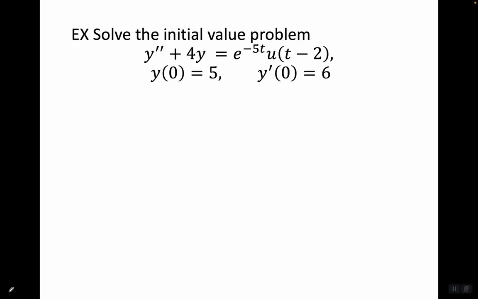Solve the initial value problem involving this Heaviside function. y double prime plus 4y equals e to the negative 5t, u of t minus 2.